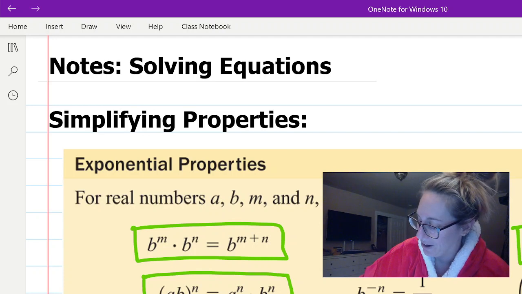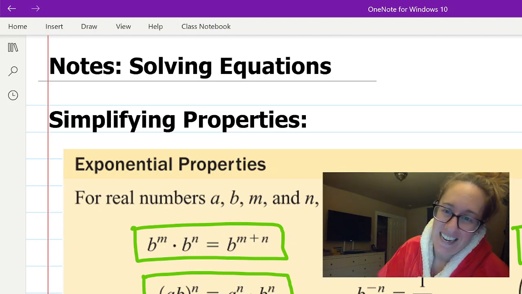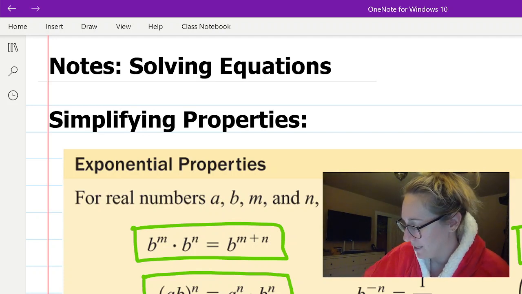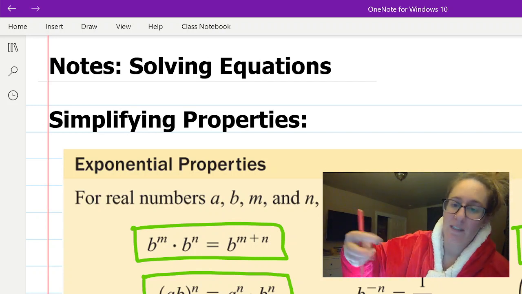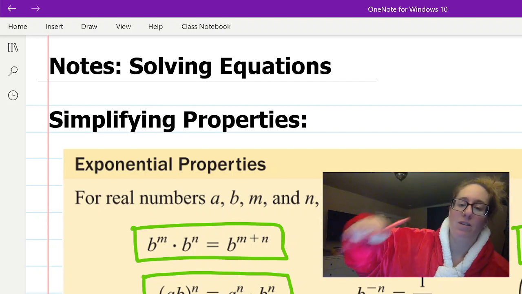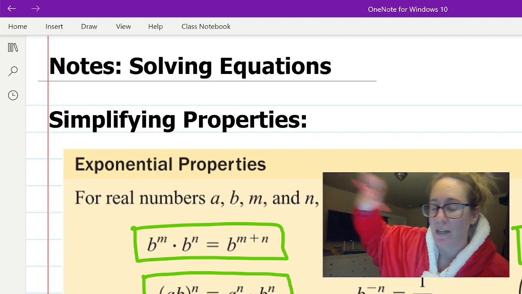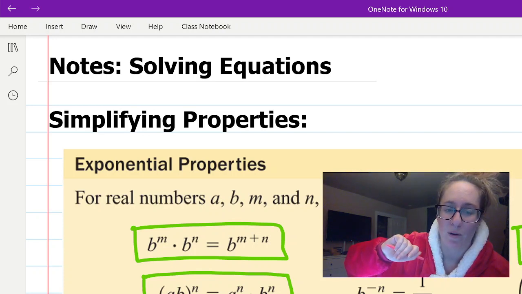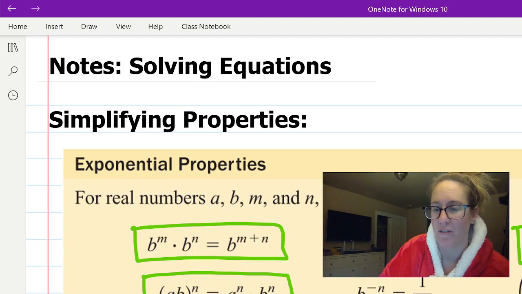So this one right here, when you're dividing base numbers, you subtract your exponents. And then these last two are dealing with negative exponents and what happens. Negative exponents give you the reciprocal. So if you have a negative exponent on the top, you can make it a positive exponent by putting it in the denominator. If you have a fraction raised to a negative exponent, it's just going to flip your fraction and turn it into a positive exponent. There you go. Those are all old properties you should be pretty familiar with.